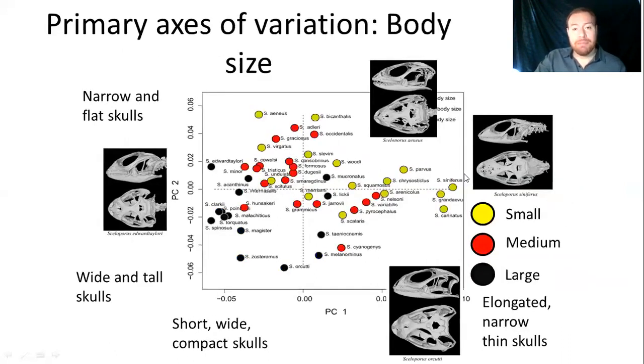Now, this is the exact same PCA that I just showed you. However, it's been color-coded by the body size category of small, medium, and large. And what we found was that, first of all, large species tend to cluster in this lower left quadrant, which indicates a much more wide, tall, and robust skull, while small species tend to cluster in the upper right quadrant, which indicates a flatter, elongated, more gracile skull. Now, this is pretty interesting because all these body size categories have been independently derived several times across the Sceloporus lineage, and we do seem to be getting a little bit of convergence in skull shape.